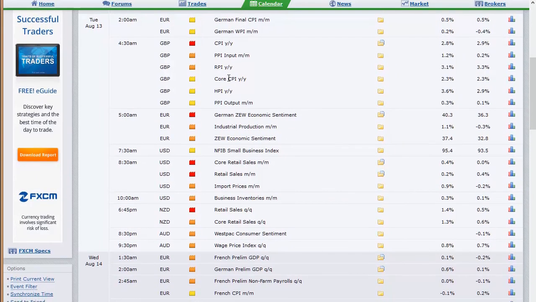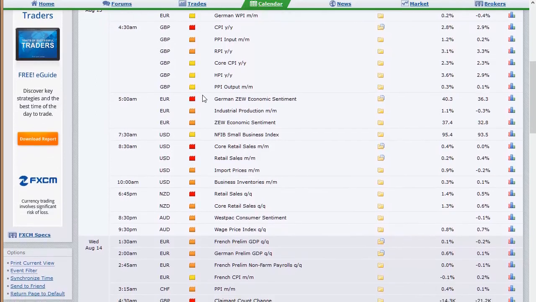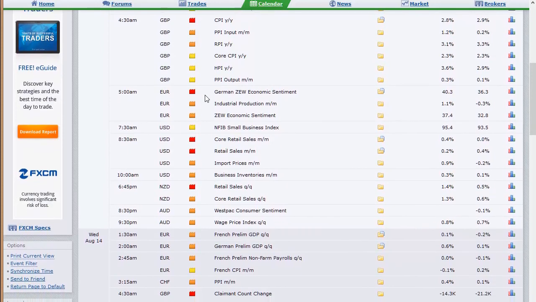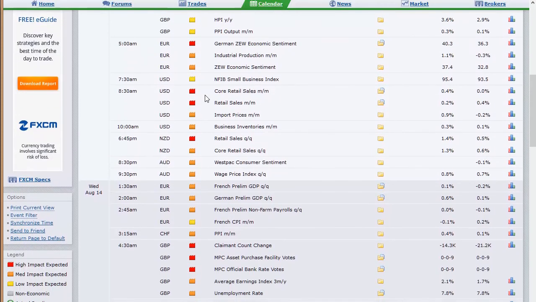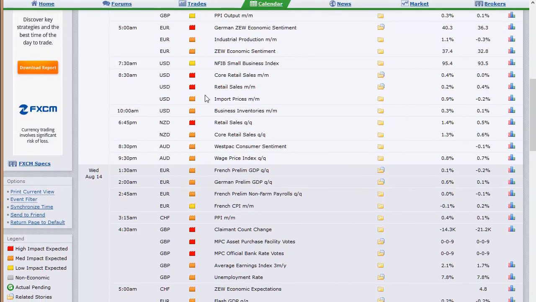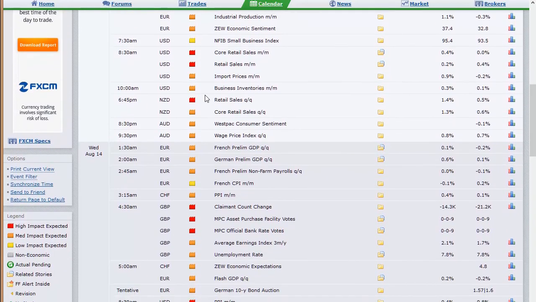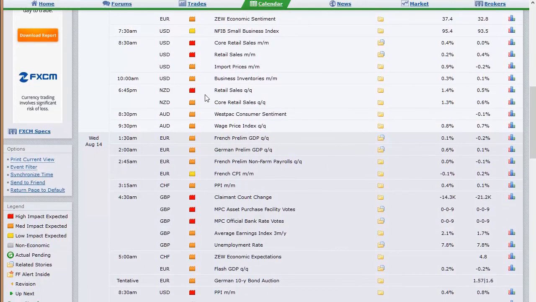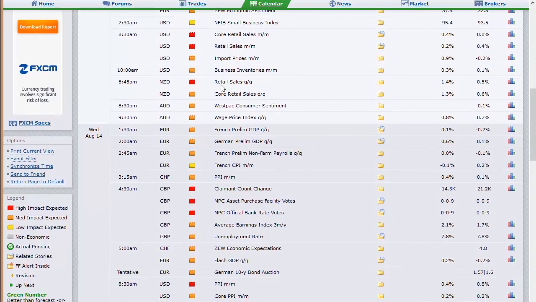German WPI and CPI. You got the UK, a whole bunch of what I call the PI data: CPI, PPI, RPI, HPI. A lot of that's economic output data, basically. Industrial production out of Europe. U.S. has a lot of data this week. We've got retail sales and import-export prices in the morning on Tuesday. Business inventories also at 10 a.m.